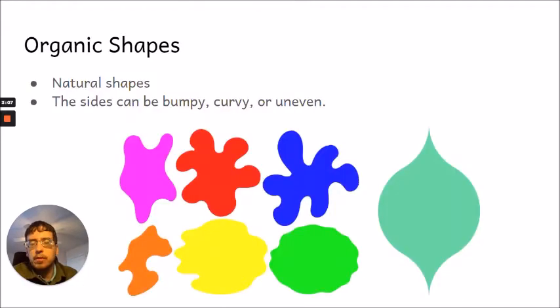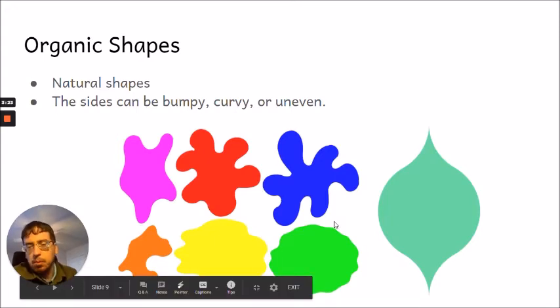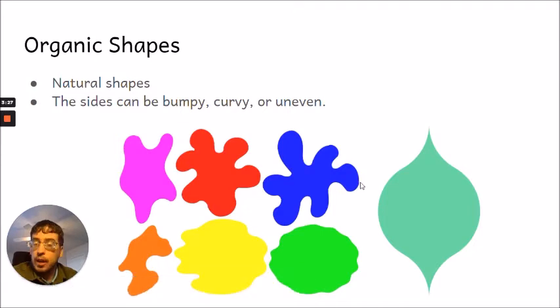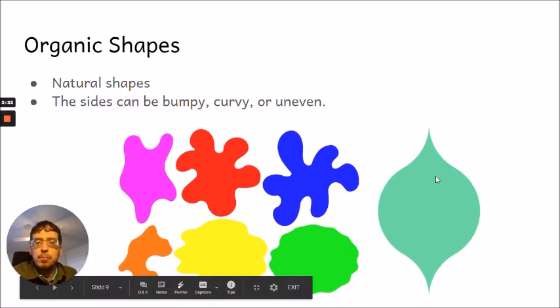The other sort of shapes you might see in art are organic shapes, and those are natural shapes. So they might be bumpy, curvy, or uneven. They're more like things that we would find in nature. So here are some different kinds of blobs. Some of those look maybe like they could be clouds or trees. And then over here we've got sort of a leaf shape. So all of those are going to be natural shapes. They're not ones that we would do in math.